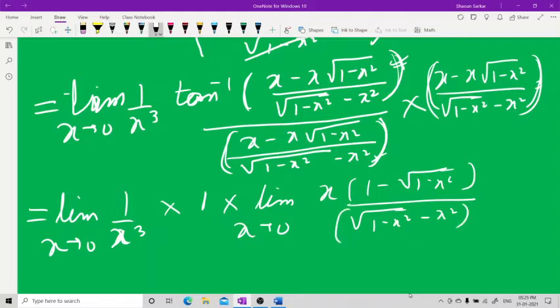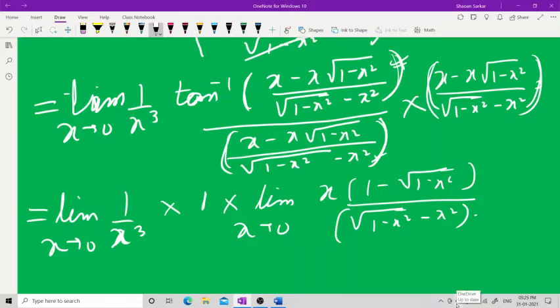Now what you do is that you rationalize this. You rationalize this portion, the upper portion. Now you see what happens. You have to rationalize this, otherwise you won't be able to do it. See, I have to rationalize this portion.